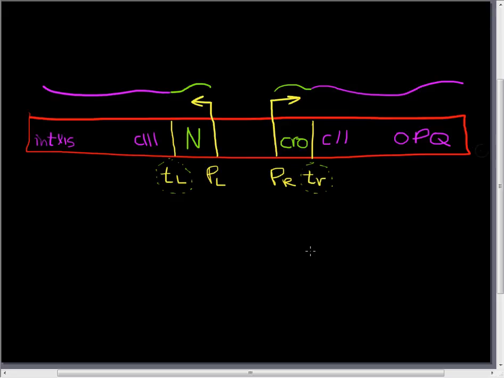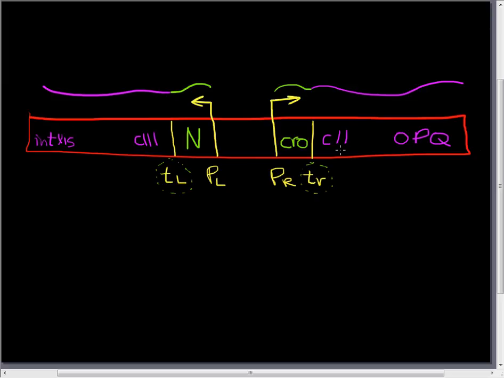Now things are going to get complicated. So far we have our regulatory region. We've made our initial transcripts N and CRO. Our N protein has been able to bind to these terminator regions, TL and TR, to allow for RNA polymerase read through of the terminators and creation of these long polycistronic transcripts.